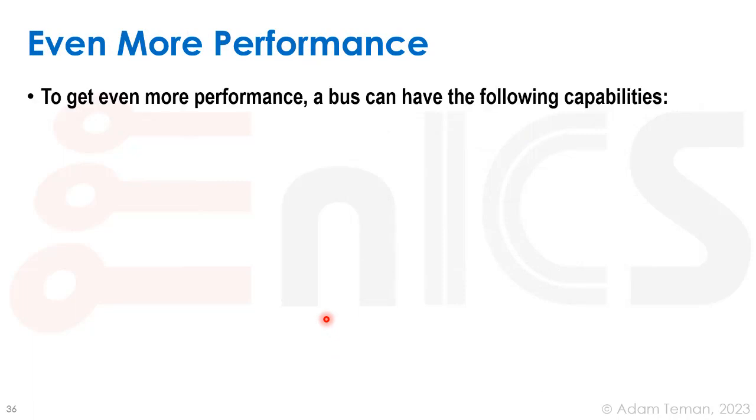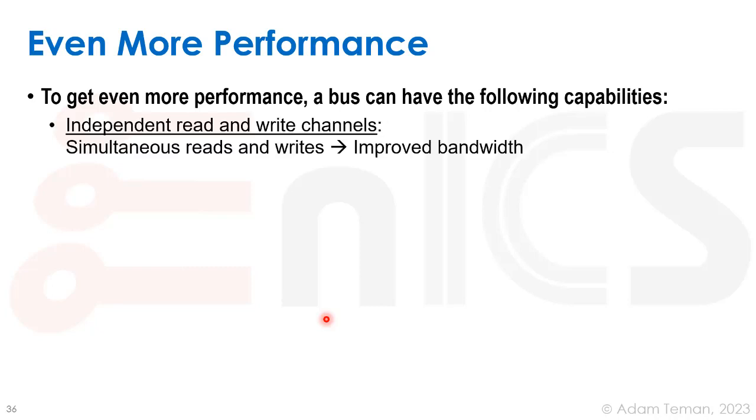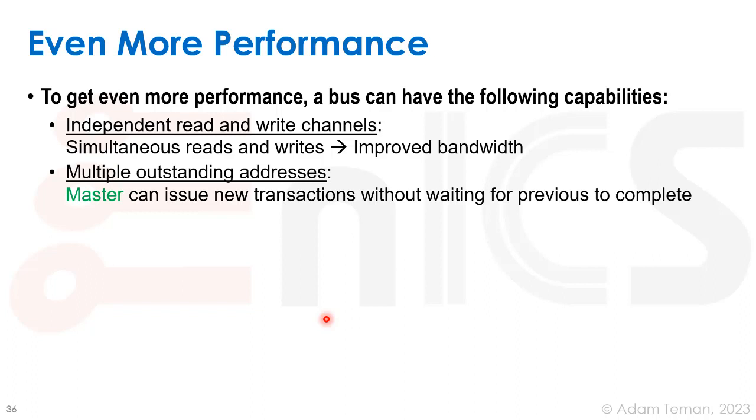But maybe we want to get even more performance. To do that, we can add a few capabilities to the bus. We can have independent read and write channels. If we have independent read and write channels where they don't use the same channel, we can have simultaneous reads and writes, and that really can improve our bandwidth a lot. We can have multiple outstanding addresses. Who said that the master has to set up an address and then immediately wait until the slave is ready to respond? Maybe it can send several different transactions to different slaves and so forth and have multiple outstanding transactions on the bus.